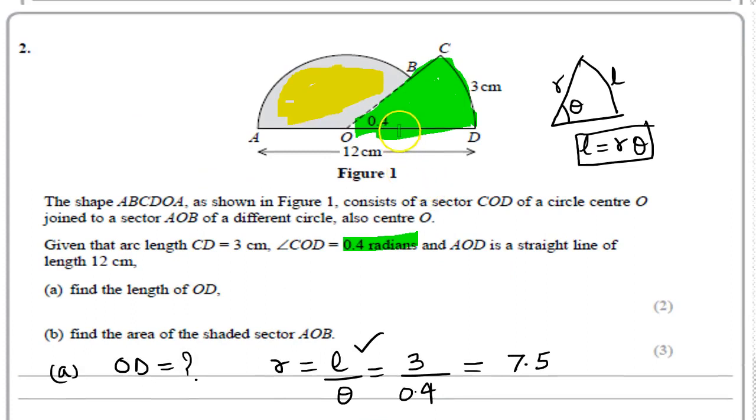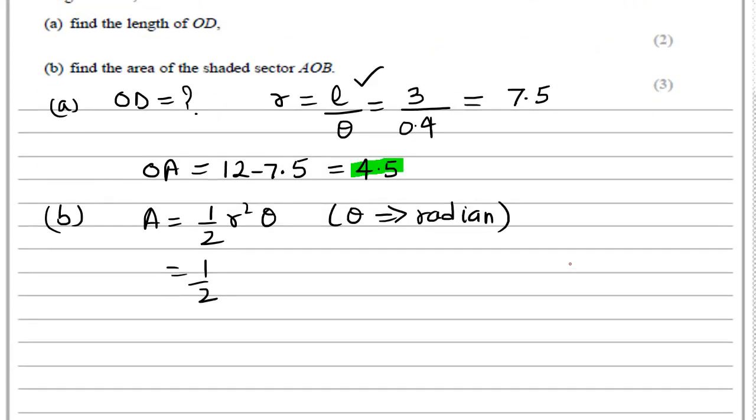Because 0.4 is in radian, we require this angle, which is pi minus 0.4. Once you do pi minus 0.4, it comes to 2.741. So let's calculate 1 by 2 r squared, where r is 4.5, so 4.5 squared, and theta is 2.741.